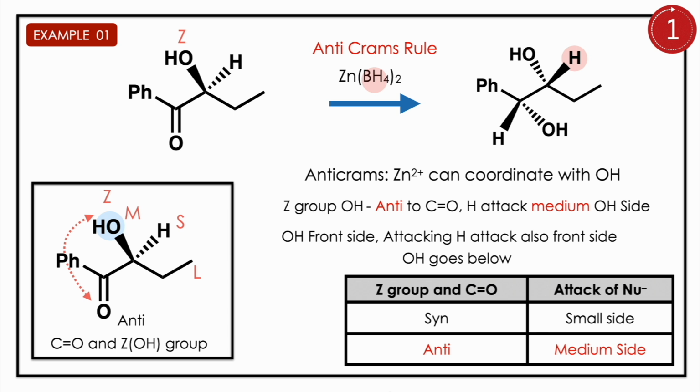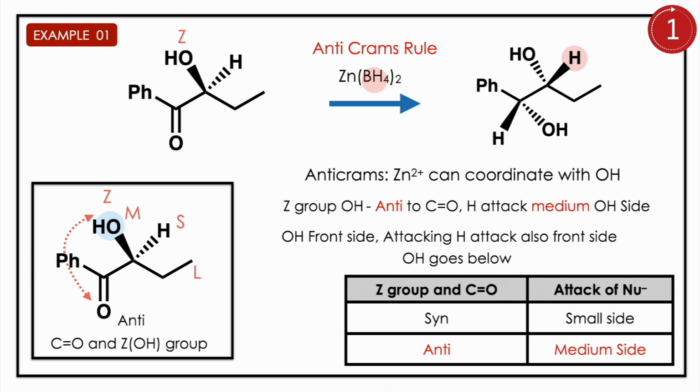Here you have an alpha chiral carbon and carbonyl. The attacking species is a nucleophile. Here OH is coordinating. Zinc also chelates, meaning the anti-Cram's rule is applied. First we will label the large, small, medium and Z groups. The Z group is straightforward, which is OH. The large group is ethyl. The small group is hydrogen. The medium group is OH. The relationship between CO and OH is anti.